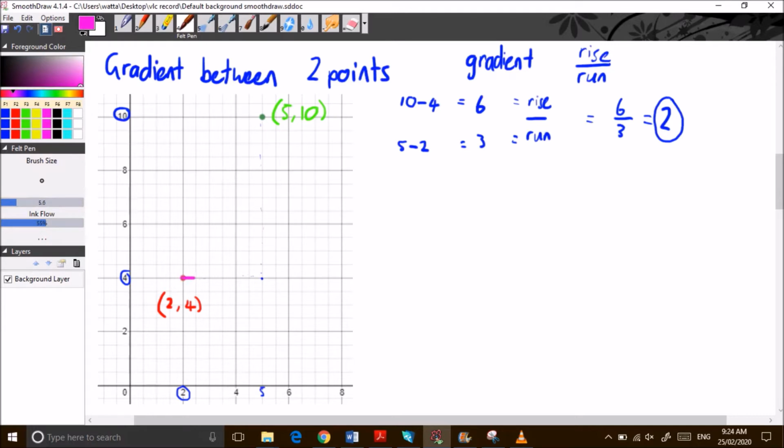Now we can visualize this by thinking every time we go along one square, we go up by our gradient, which is 2. Along 1, up 2. Every time we go along 1, we're going up 2 squares. That's what a gradient of 2 means. And you can see that takes us directly to the other point. So if we drew a purple line between these 2 points, you can see it has a gradient of 2.